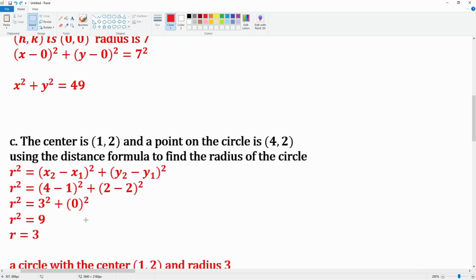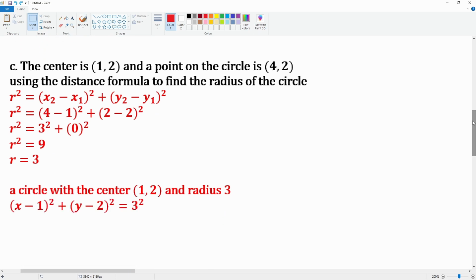So here the center is 1, comma 2. It says it right there. Center is 1, comma 2. And the radius is 3. Just plug it in like normal. x minus 1. y minus 2. Radius is 3 squared. Make sure you do what 3 squared is, which is 9. x minus 1 squared plus y minus 2 squared is equal to 9.